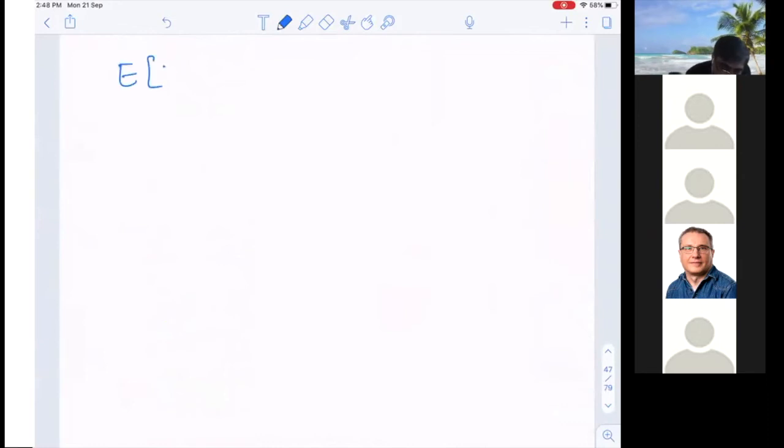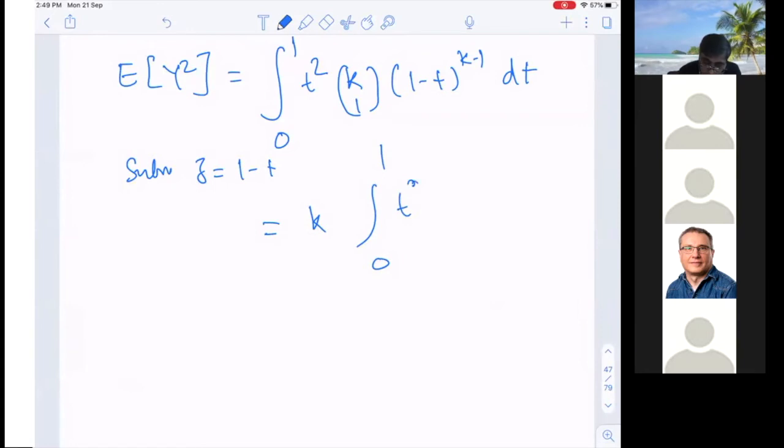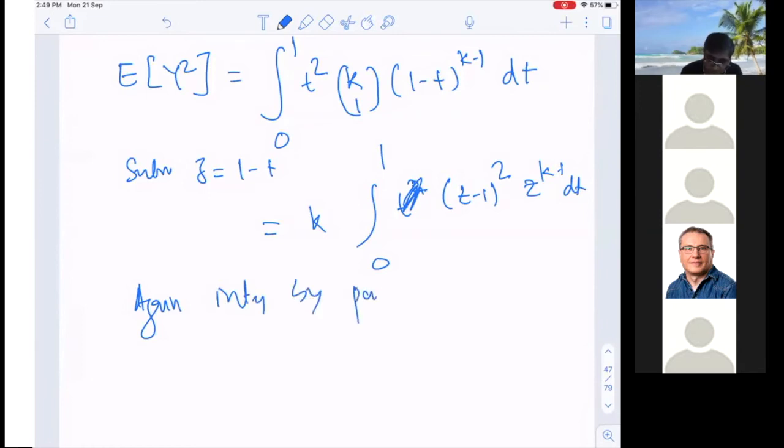So the expectation of y squared is the integral from 0 to 1 of t squared times k (1 - t)^(k-1) dt. This integration you can again do by substitution, z equal to 1 - t. You will get k times the integral from 0 to 1 of (z - 1) whole squared times z^(k-1) dz. Again you apply integration by parts. I'm not going to do it, but you should. It's not something very difficult.